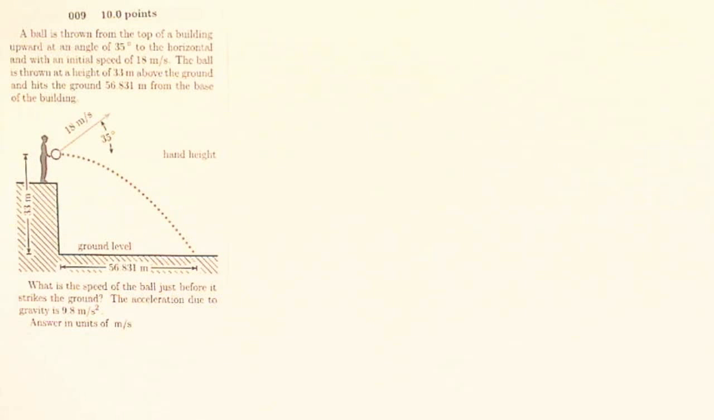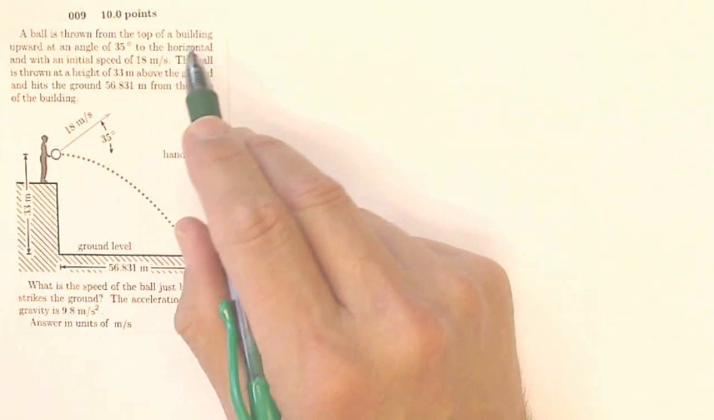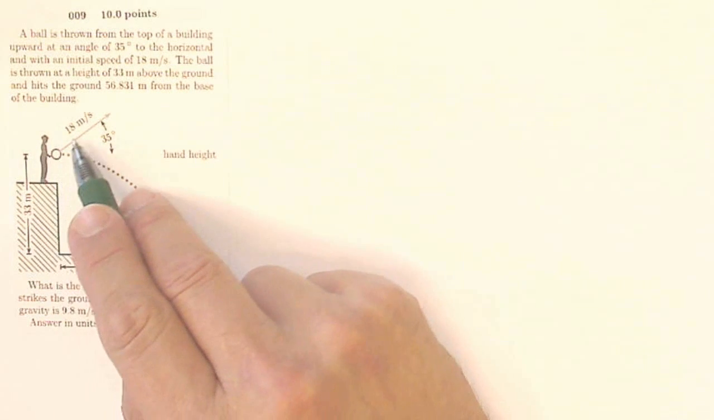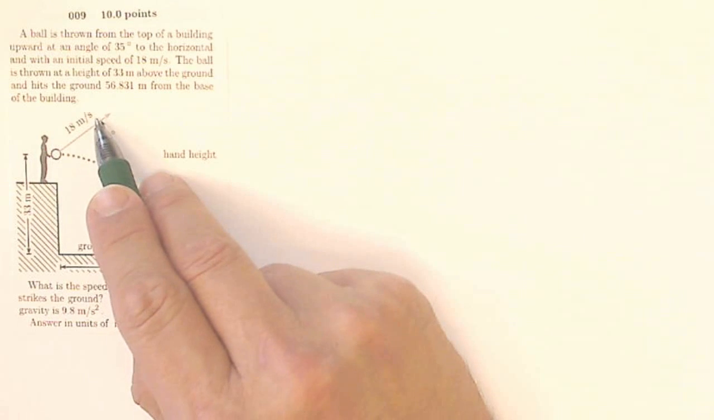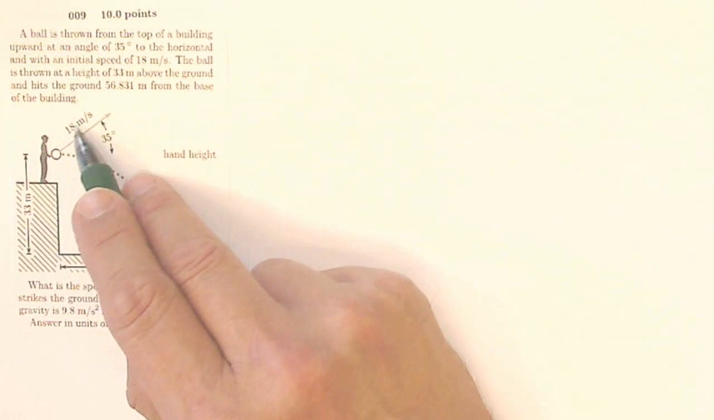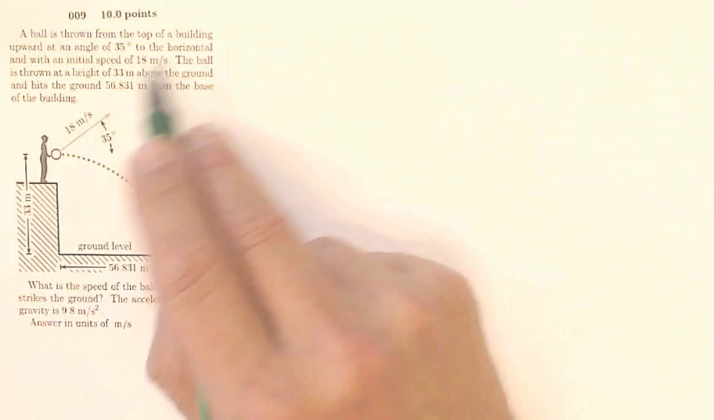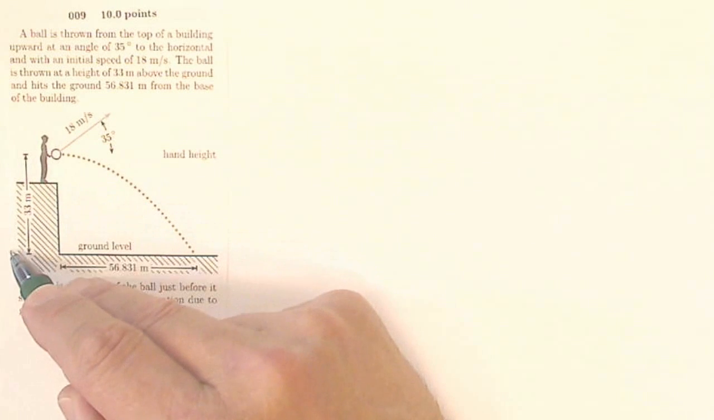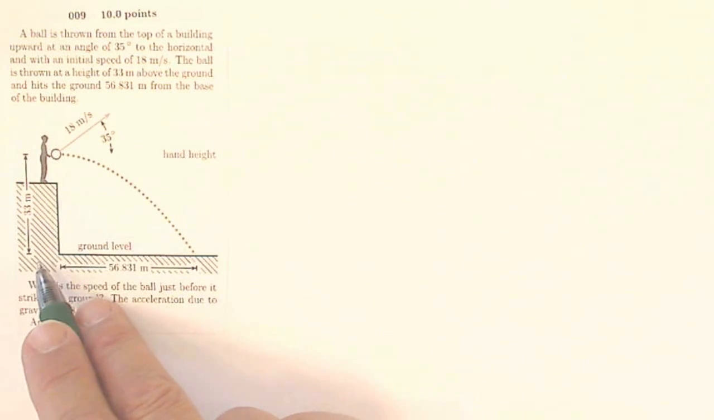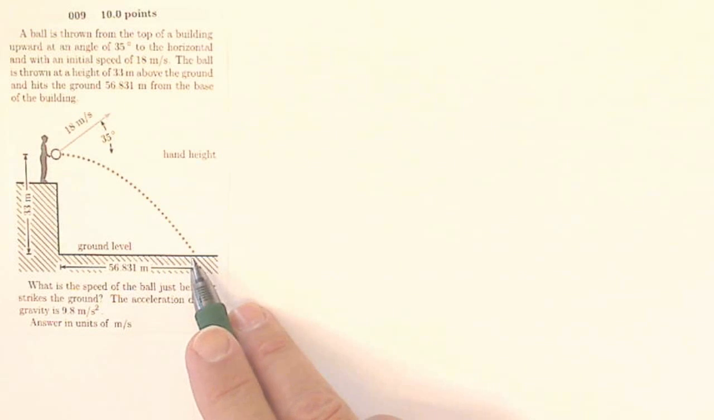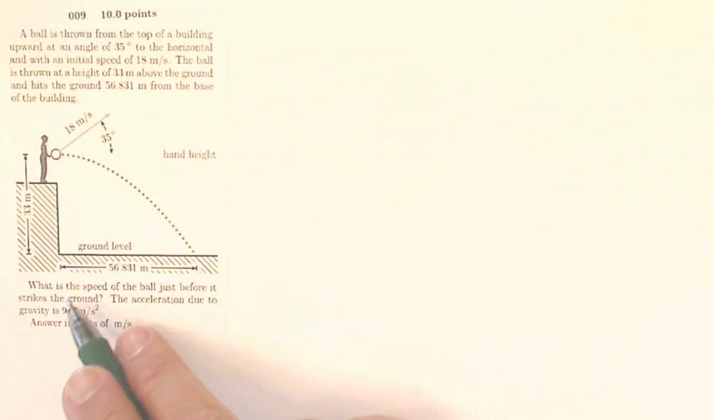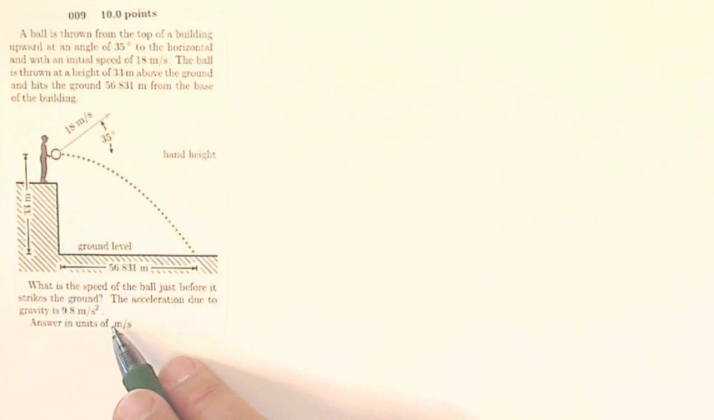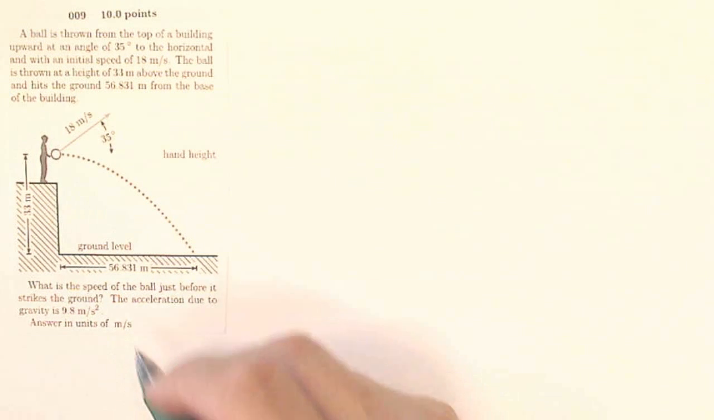This is AP Physics Homework 2.7, question number 9. It says a ball is thrown from the top of a building upward at an angle of 35 degrees to the horizontal and with an initial speed of 18 meters per second. The ball is thrown at a height of 33 meters above the ground and hits the ground 56.831 meters from the base of the building. What is the speed of the ball just before it strikes the ground? The acceleration due to gravity is 9.8 meters per second squared.